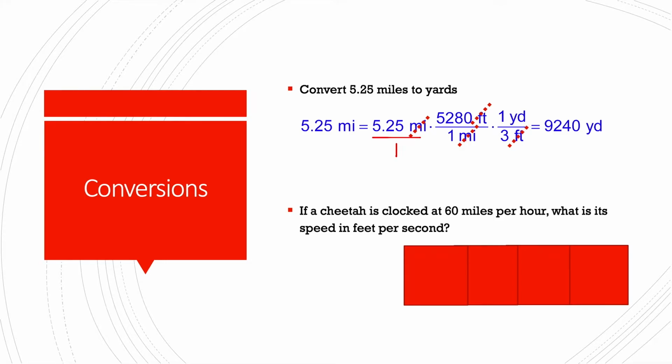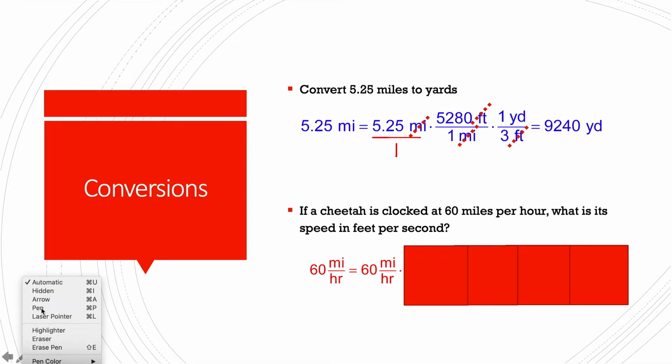Okay, maybe the next one, maybe you're comfortable with this or you remember it. Go ahead, pause the video and try this next one. If you need to practice one more together, we'll go ahead and talk through it. So if a cheetah is clocked at 60 miles per hour, what is its speed in feet per second? Now I'm changing both. I'm changing miles to feet and hours to second. So setting it up, 60 miles per hour, I have my label. And again, if you want to think about this as 60 miles per 1 hour, that's totally fine if it helps keep you straight.